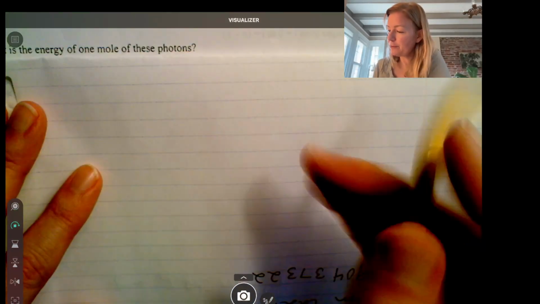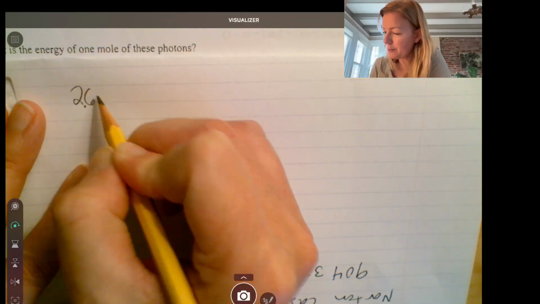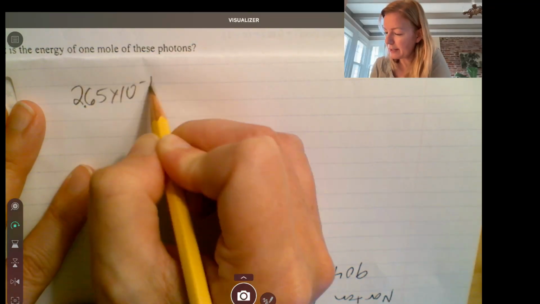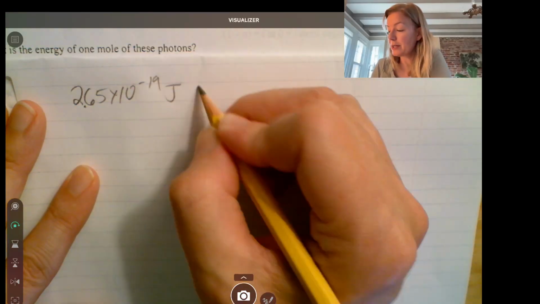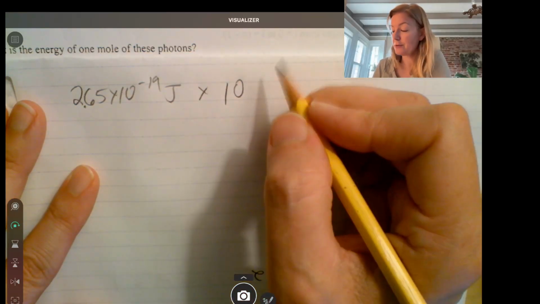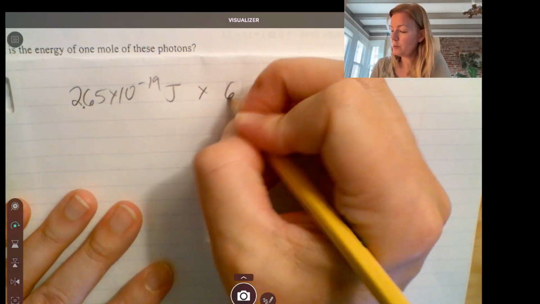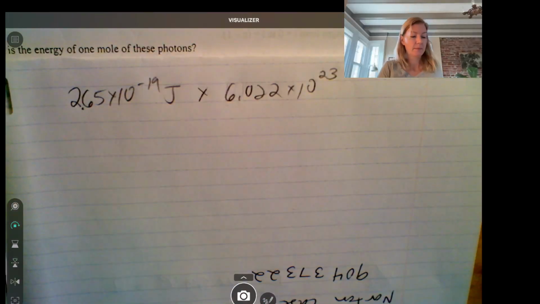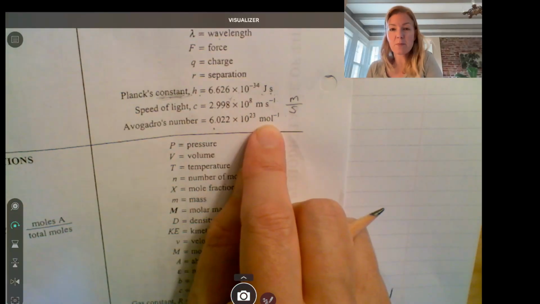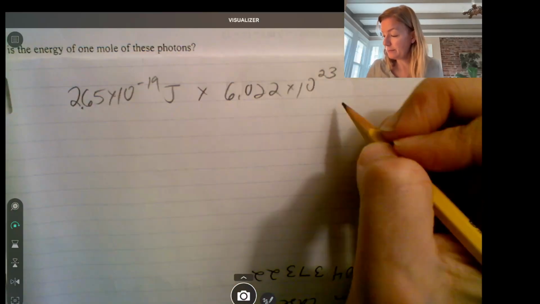So the energy of 1 photon from part A is 2.65 times 10 to the negative 19th joules. That was the energy of 1 photon. So for a mole of photons, we would just multiply it by Avogadro's number, 6.022 times 10 to the 23rd. It's right here. And remember, that's the number of things per mole, or moles to the negative 1.